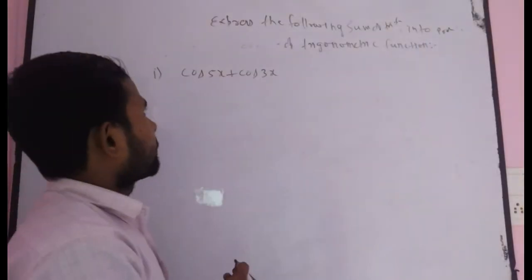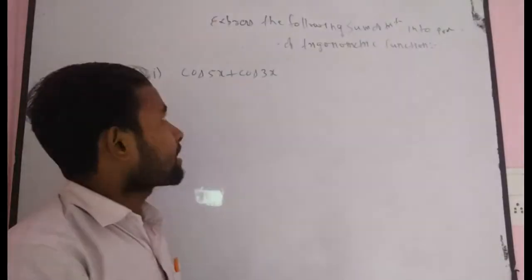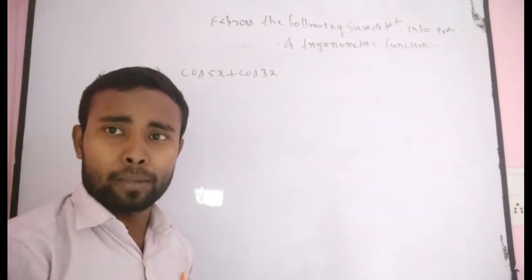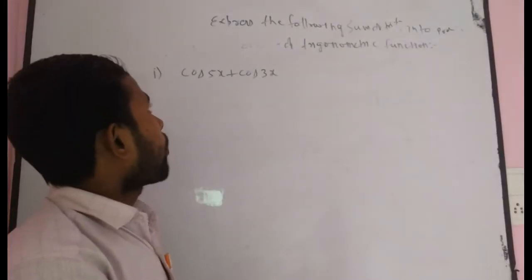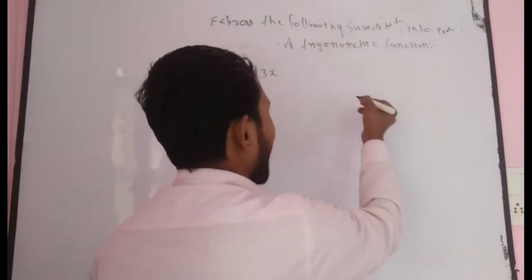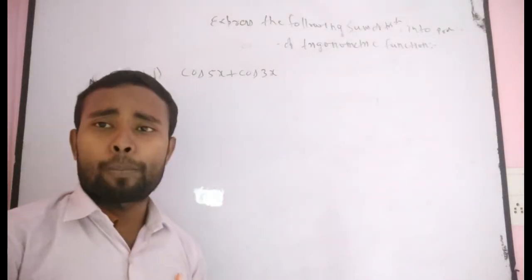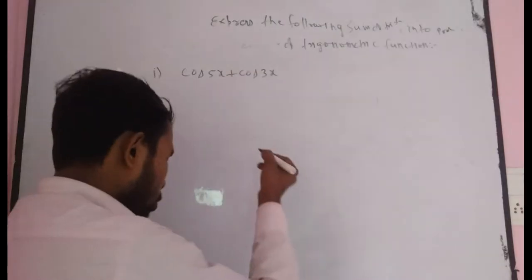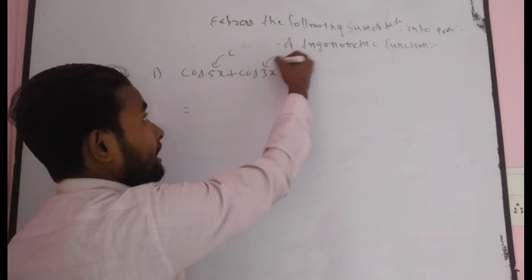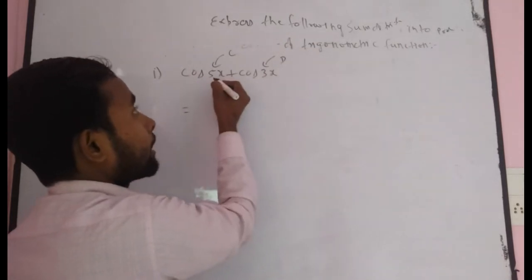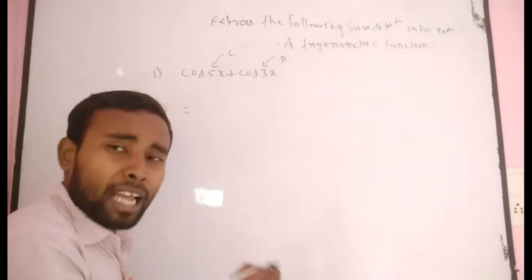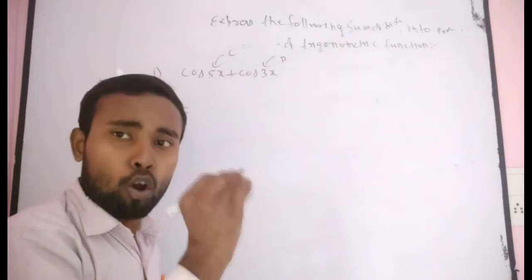I think there is no use in integration, but sometimes when you try to convert it into a standard form, then definitely it will be used. Cos 5x plus cos 3x will be what? Firstly, I want to revise your formula. What will be the formula of cos c plus cos d? As you know, cos c plus cos d, it will be c and it will be d. So if you write the formula, cos c plus cos d is equal to 2 times cos((c plus d) by 2) into cos((c minus d) by 2).